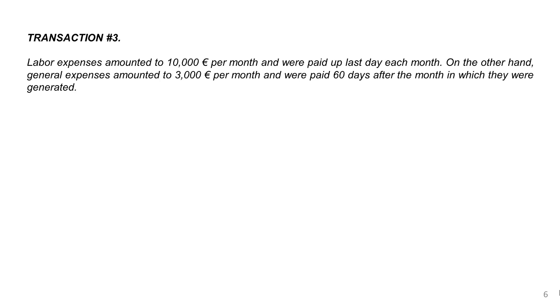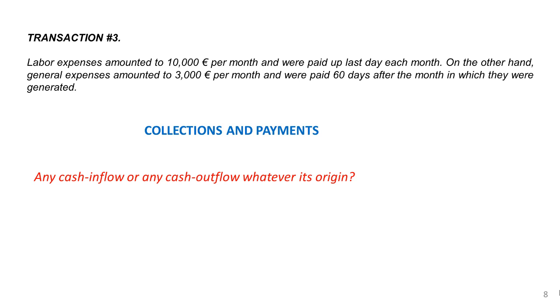The transaction that we're going to analyze now describes the labor and general expenses that Copen incurred in 2016. Firstly, we will do the same that we did when registering the preceding transactions. We identify the potential collections and or payments that might be related to the labor and general expenses accrued in 2016. In a nutshell, we will see if the transaction involves some cash inflow or cash outflow in 2016.